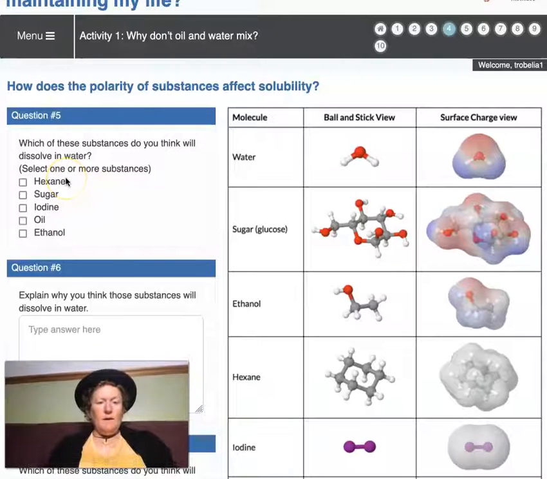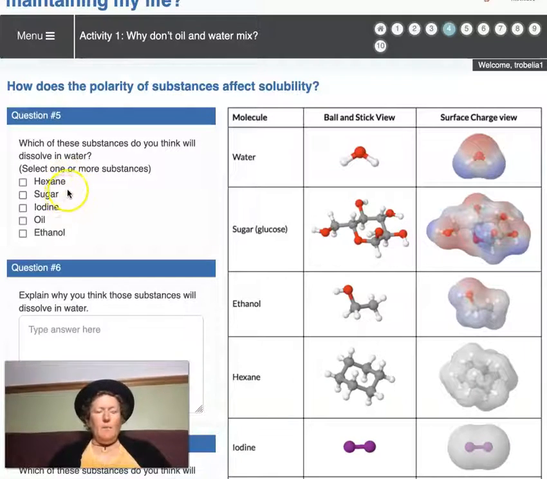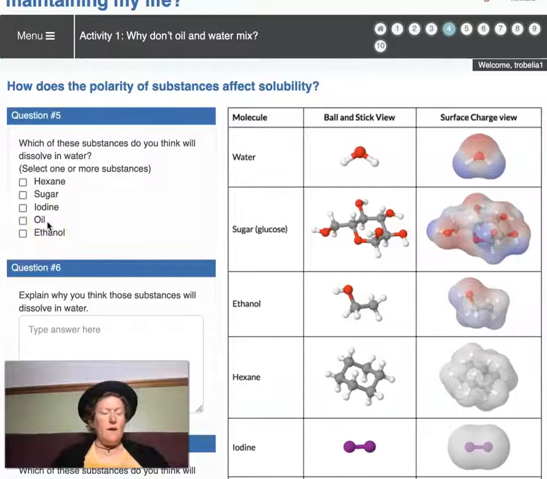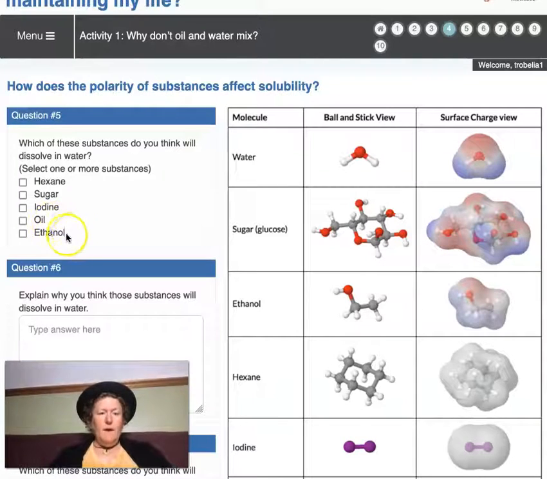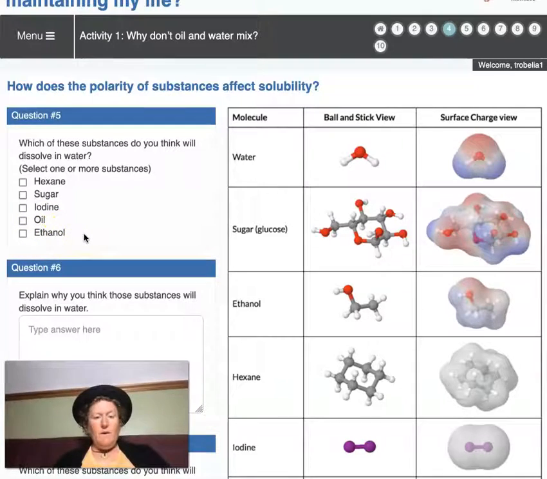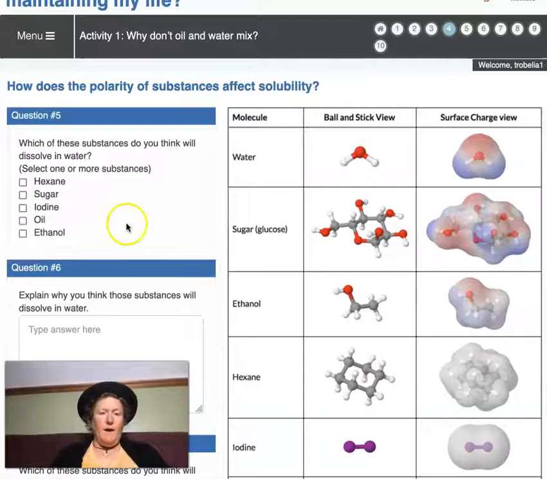Hexane is kind of like paint thinner or mineral spirits. It behaves the same way. Sugar you've worked with probably in your kitchen. Iodine is stuff you put on cuts. Oil is like salad oil, olive oil, safflower, sunflower, canola oil that you might have in your kitchen. And ethanol is a type of alcohol. It's similar to the rubbing alcohol you might put on a cut. Ethanol is actually the stuff that's in beer, wine, and vodka. But it's used in science for various things and also in industry.